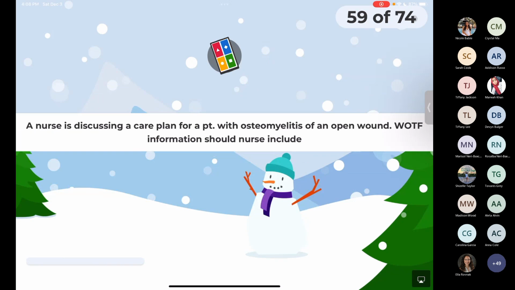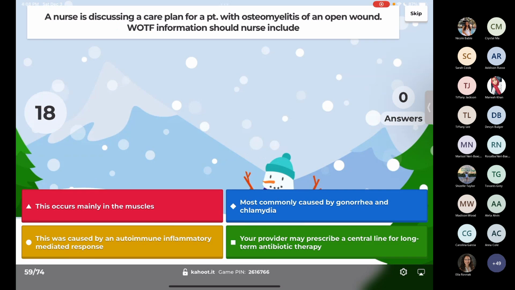A nurse is discussing a care plan for a patient with osteomyelitis of an open wound. Which of the following information should the nurse include?